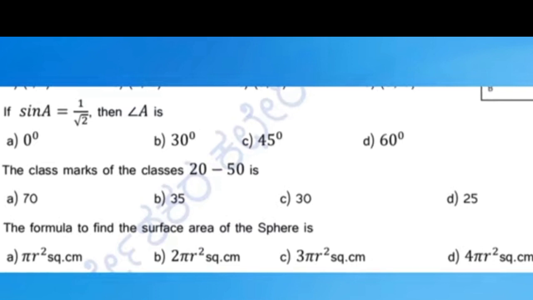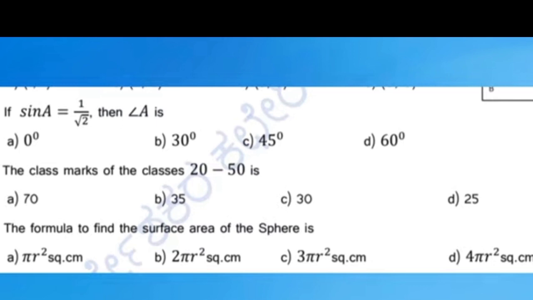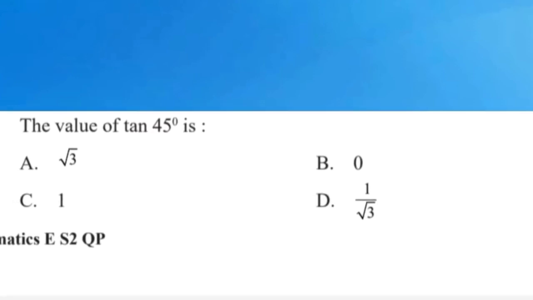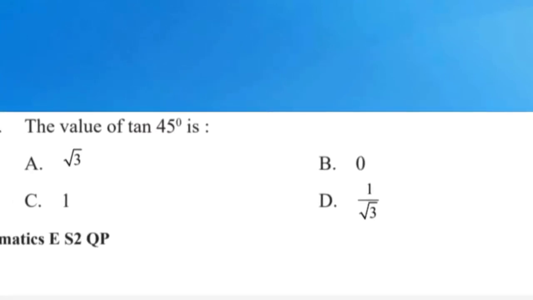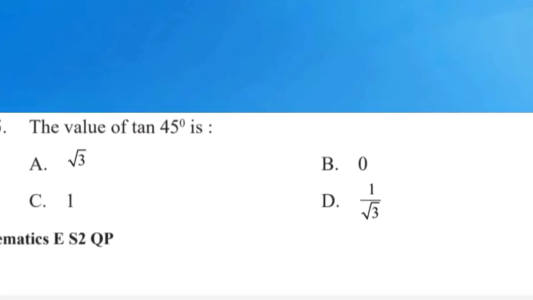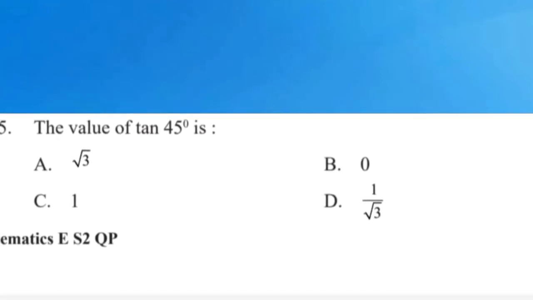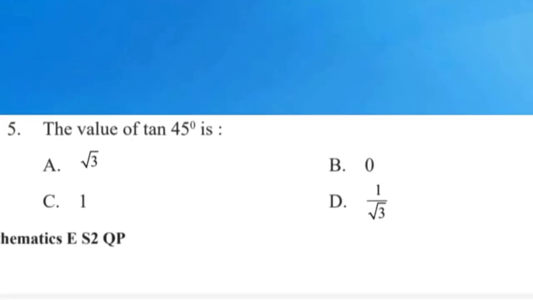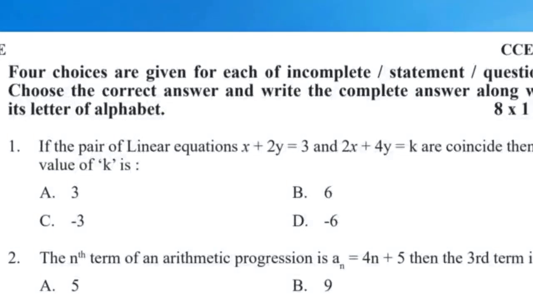The formula to find the surface area of the sphere is. The formula will be 4 pi r square, children. So which option is right? The D option is correct, 4 pi r square. Okay, now we'll move on to the next problem. The next question is the value of tan 45 degree. I have said you need to remember the trigonometric values tables, right? So the value of tan 45 degree is 1. Which option is right? The C option is right, children.